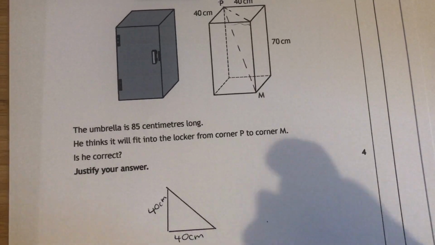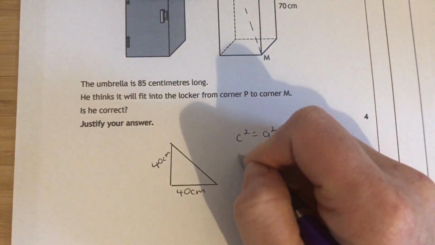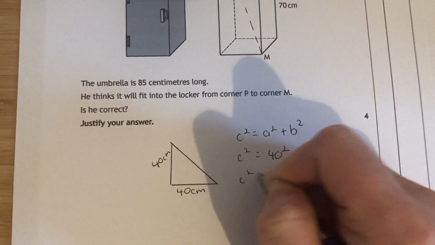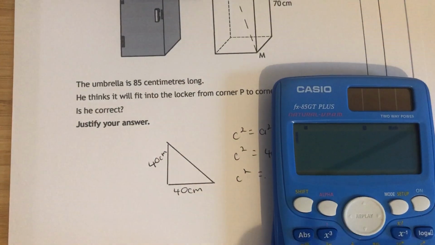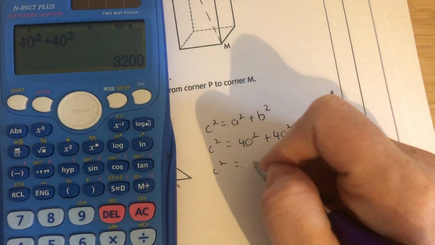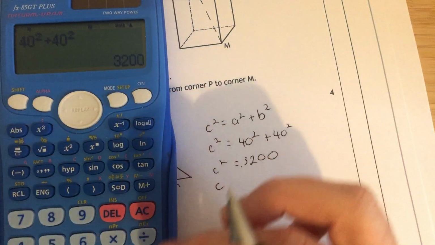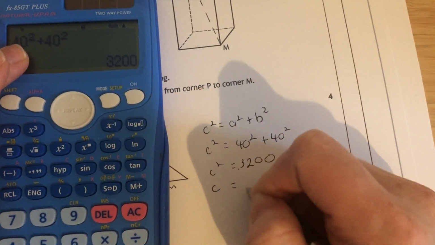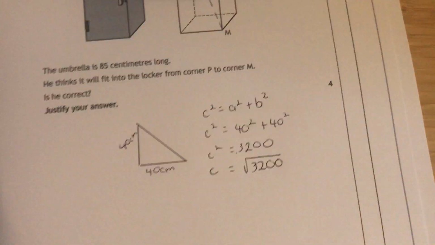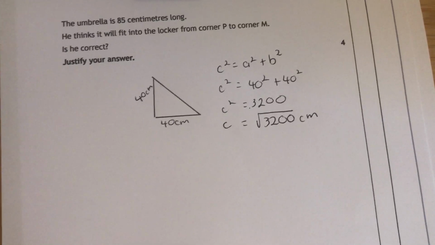So using Pythagoras, we've got c squared equals a squared plus b squared. c squared equals 40 squared plus 40 squared. So c squared equals 3,200. So c equals the square root of 3,200. And I'm just going to leave it like that to keep it nice and accurate because we know we're going to use it again. Square root of 3,200.